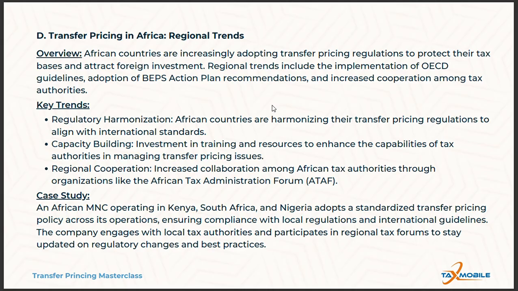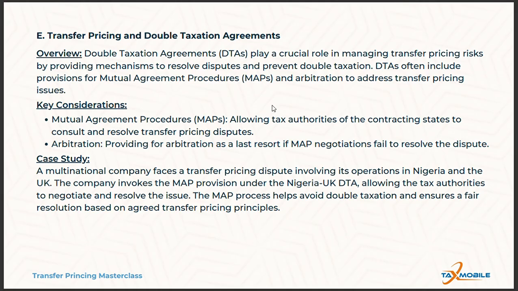So let's consider an African multinational corporation operating in Kenya, South Africa, and Nigeria. This multinational enterprise adopts a standardized transfer pricing policy across its operations to ensure compliance with local regulation and international guidelines. So the company actively engages with local tax authorities and participates in regional tax forums like the ATAF to stay updated on regulatory changes and best practices. So, by adopting a cooperative and transparent approach, the multinational corporation is able to navigate the complex and evolving transfer pricing landscape in Africa.